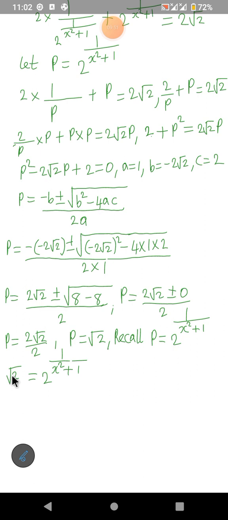Now, the square root of 2 is the same thing as 2 raised to the power of 1 over 2, equal to 2 raised to the power of 1 all over x squared plus 1. Since the bases are the same, we are going to equate the powers. So here now becomes 1 over 2 equal to 1 over x squared plus 1. So now I'm going to cross multiply.